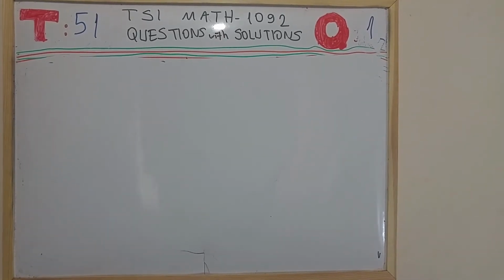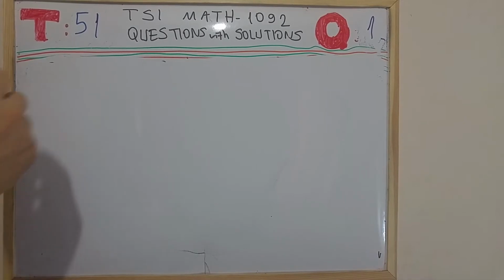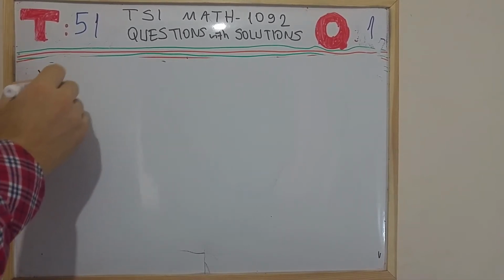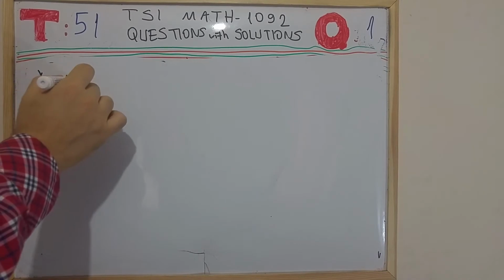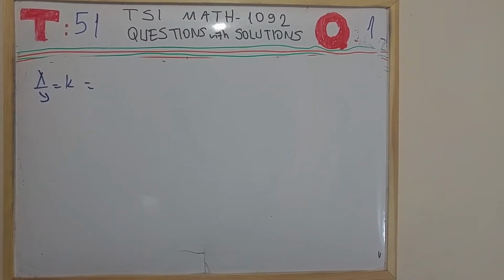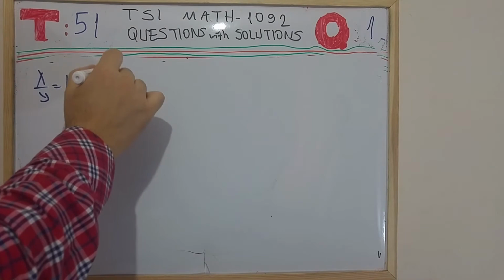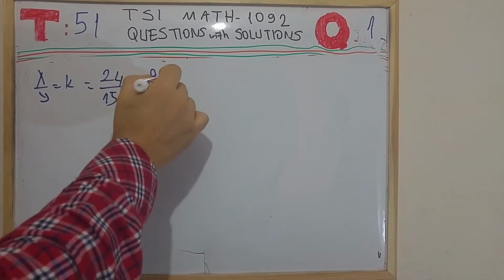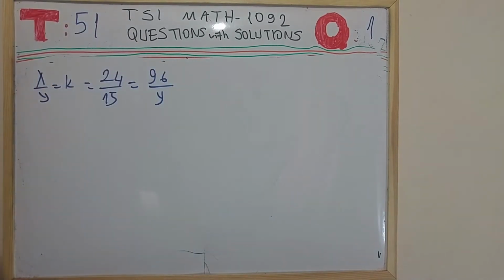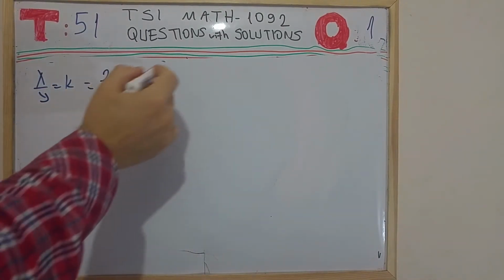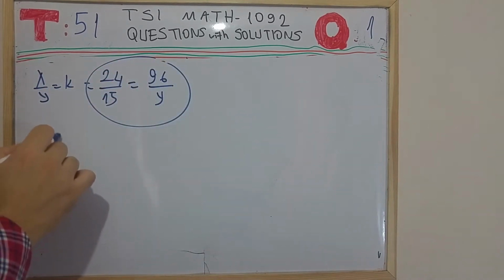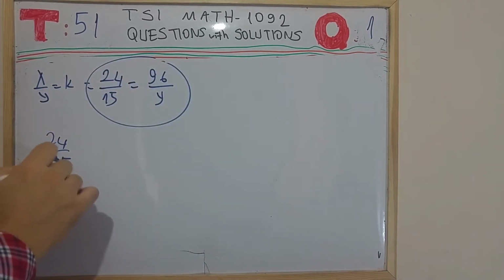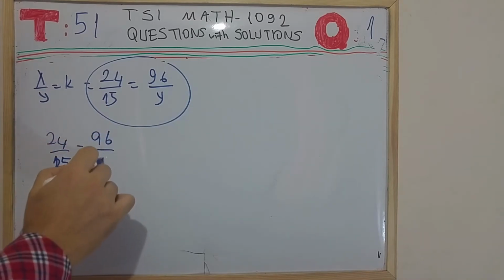If y and x are directly proportional, then there is a ratio between x and y. This ratio is constant. And for this case, this ratio is actually equal to 24 over 15, because they give us y is equal to 15 when x is equal to 24. Therefore, this must be equal to something as y when x is equal to 96. So what we need to solve is this equation: 24 over 15 is equal to 96 over y.